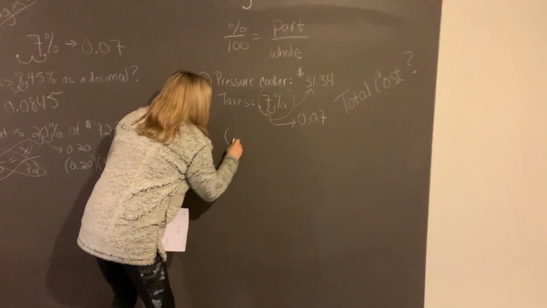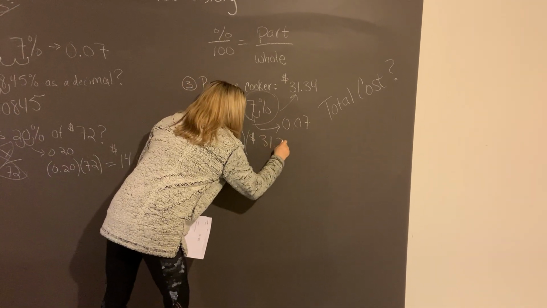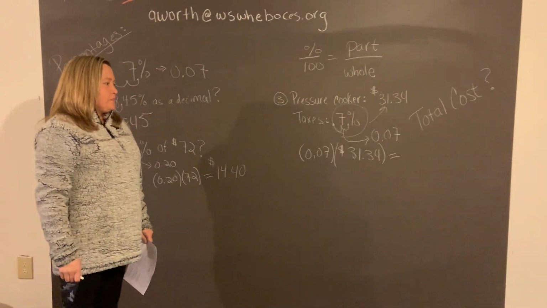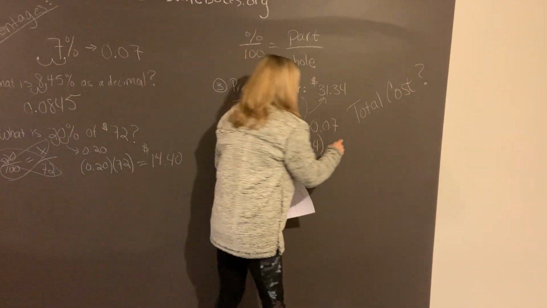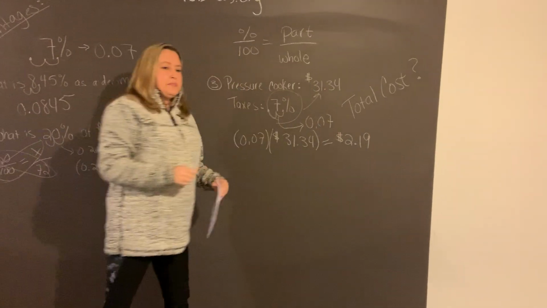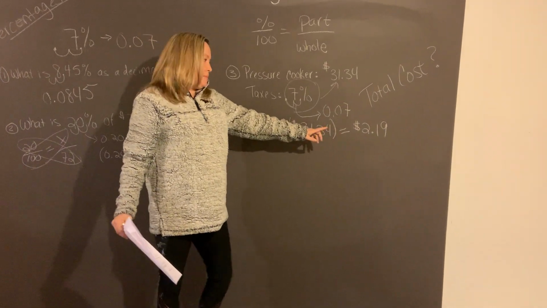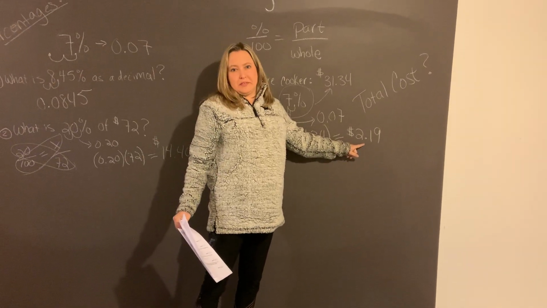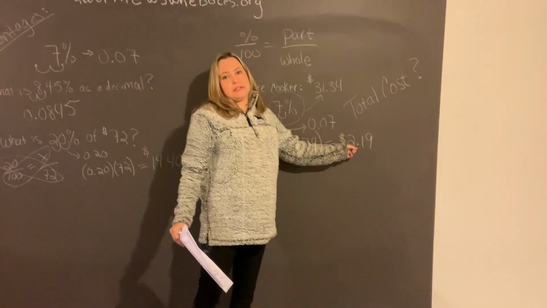Okay? So take your 0.07 times $31.34 and multiply. Okay? When I multiply those, I got a total of $2.19. Again, here's where we stop for a minute. Are we done? Would it make sense that our total cost is $2.19? Any store that believes that, buy from them, okay? That is just what's added on in our taxes.